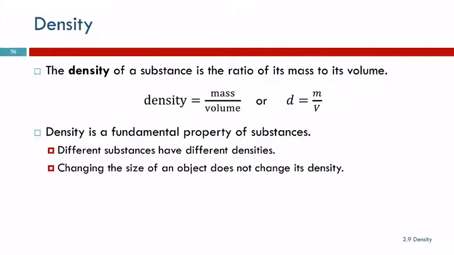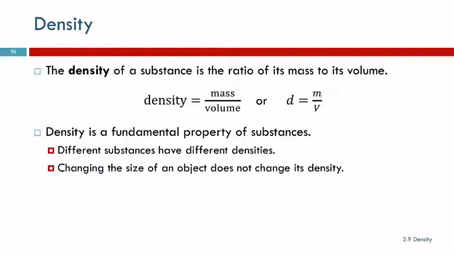Density is considered a fundamental property of substances. Different substances have different densities, and the density can actually be used to help identify a substance. When you change the size of an object, its mass changes. Think of a big piece of wood, and you cut it in half, a 2x4 that's 8 feet long. You cut it in half, its mass changes, and its volume changes, but the ratio of them does not change. It still has the same density.